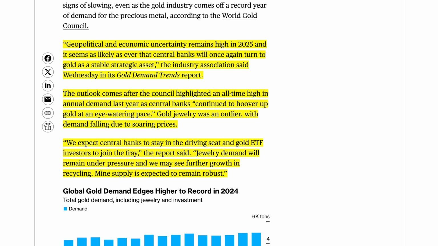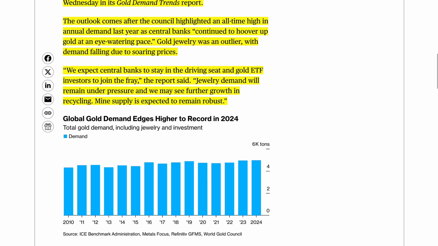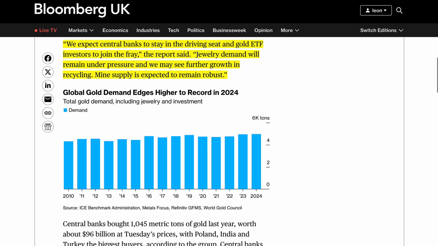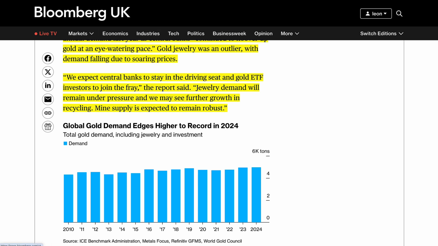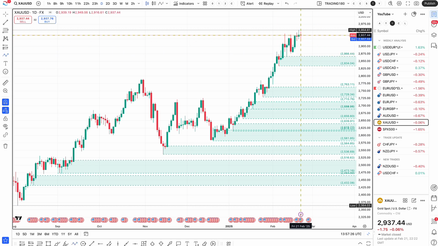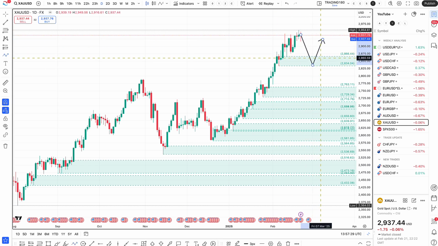Gold jewelry was an outlier, with demand falling due to soaring prices. We expect central banks to stay in the driving seat and gold ETF investors to enjoy the fray. The report said jewelry demand will remain under pressure, and we may see further growth in recycling. Mine supply is expected to remain robust, as global gold demand edges higher to a record in 2024. So again, we're seeing more demand for gold, and central banks likely to continue buying due to the uncertainty. So for me, it should probably be more of a buy on pullbacks as long as the uncertainty continues.